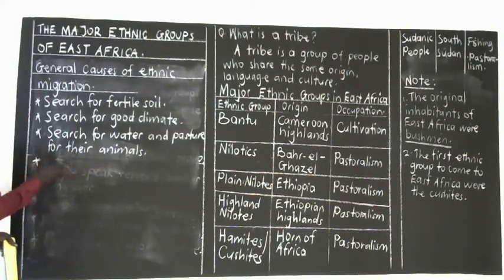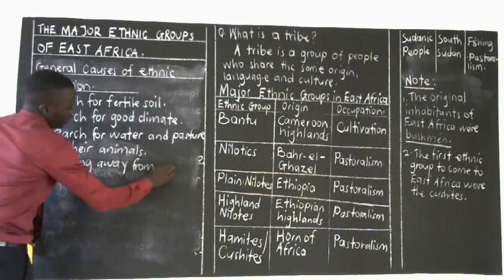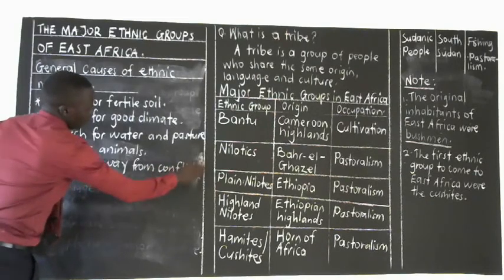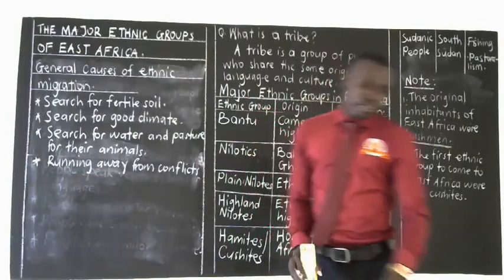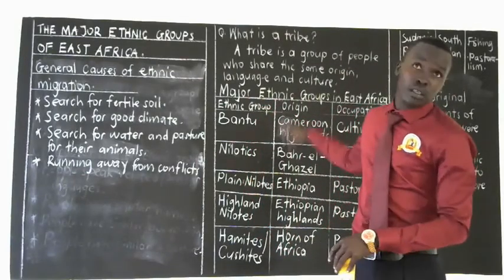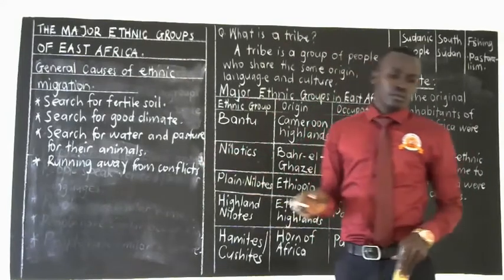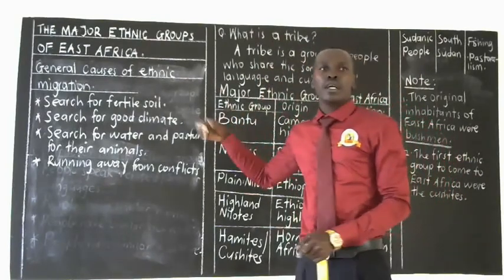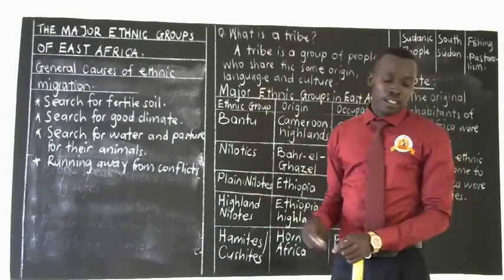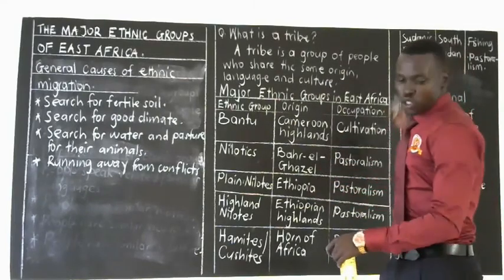Other reasons can be running away from conflicts, internal and external conflicts, plus many other reasons that we shall be looking at when we talk about individual ethnic groups. So before I conclude, you should be able to know the meaning of ethnic group, the different ethnic groups we have, how we can identify an ethnic group through their characteristics, the causes of migration, and the occupation of the different ethnic groups that we have in East Africa.